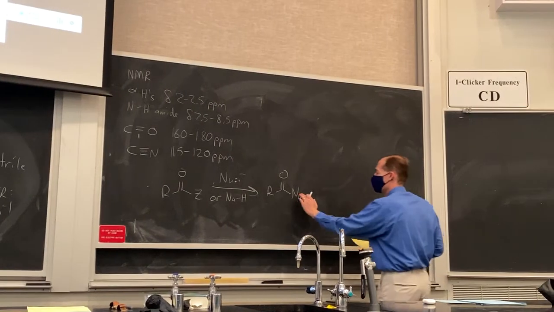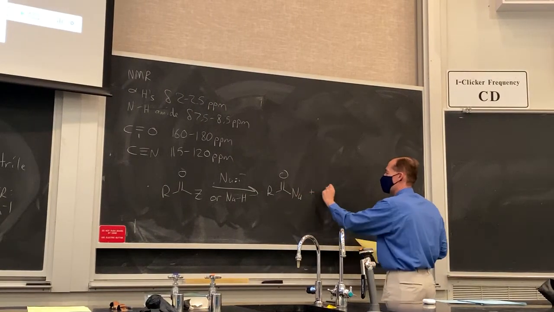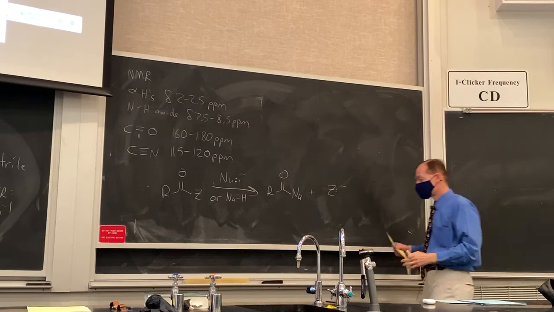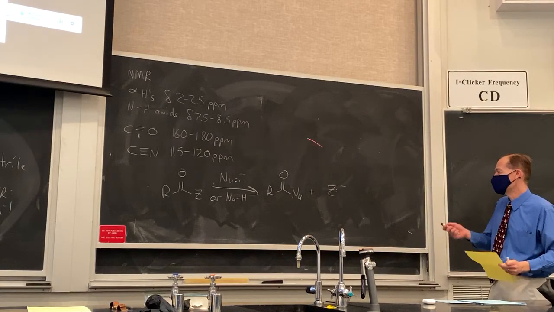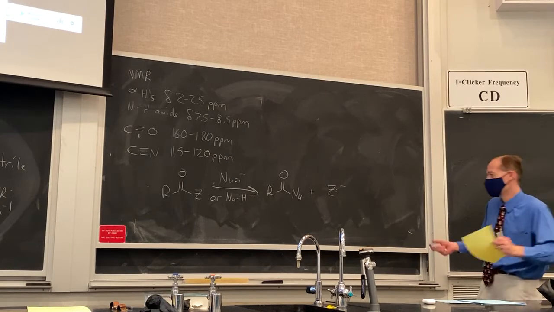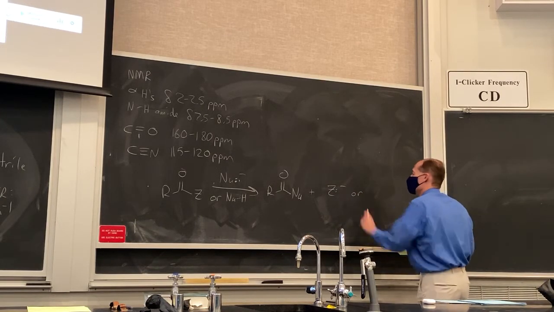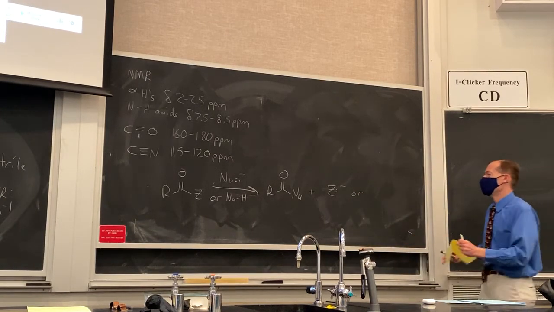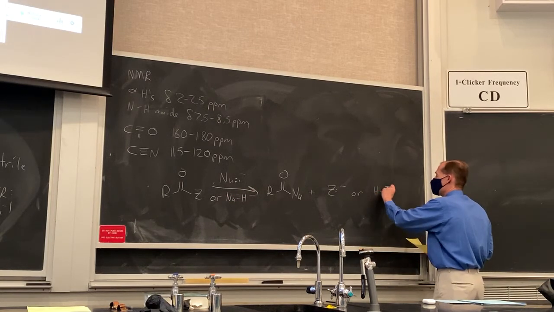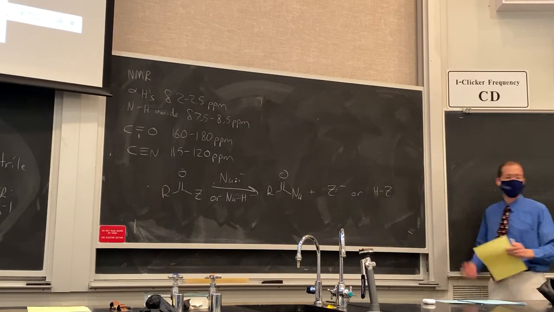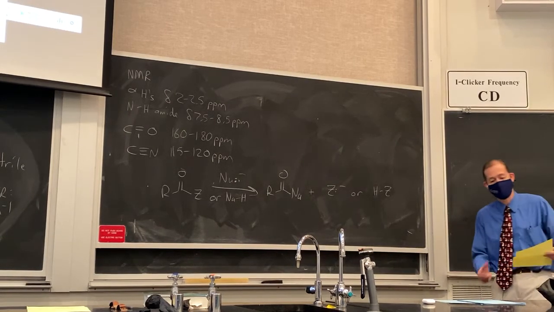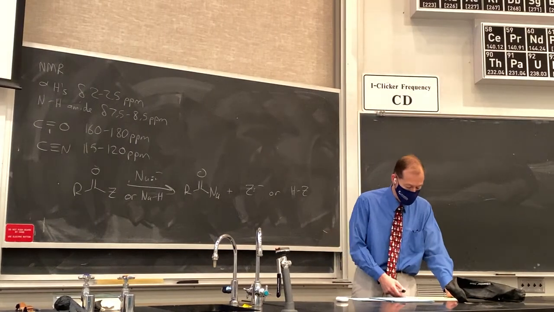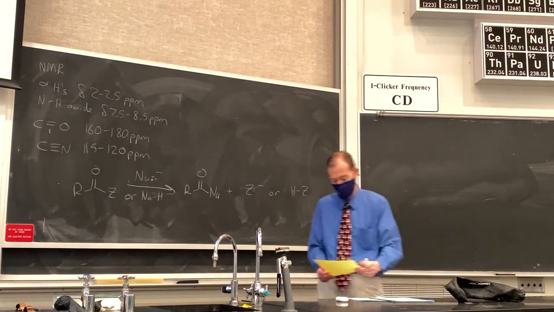carboxylic acid derivative. The byproduct, if we have an anionic nucleophile, would be the leaving group as an anion. If we have a neutral nucleophile, it's going to be the conjugate acid of that species. And if this is a strong acid, then we're typically going to have a base to neutralize that, because usually we're not trying to produce strong acid in these reactions.